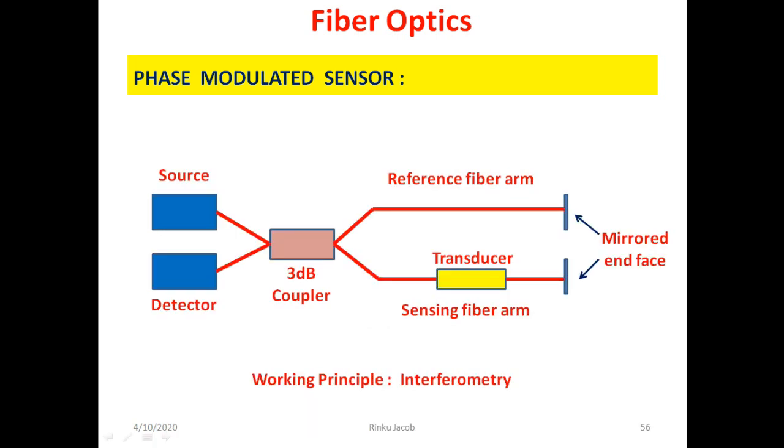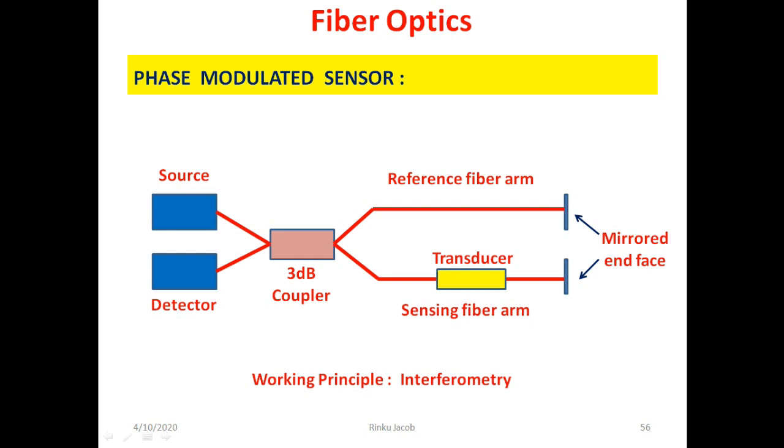Now we try to understand how the working principle of Michelson interferometer is used in phase modulated sensor. Here the light from the source is sent to the input of a 3 dB coupler. The purpose of the 3 dB coupler is to divide the incident light into two equal amplitude light beams, having a phase difference of 90° between them. It is called a 3 dB coupler because in decibel units half the power is 3 dB.